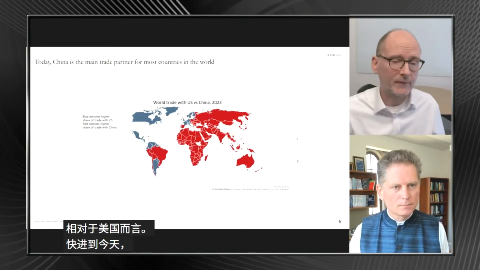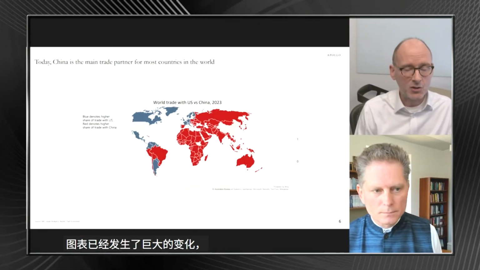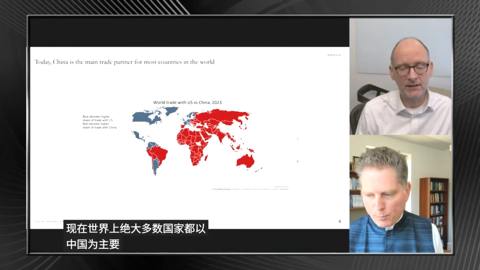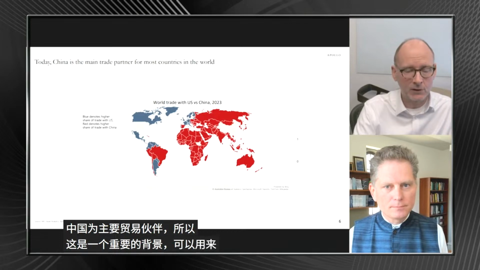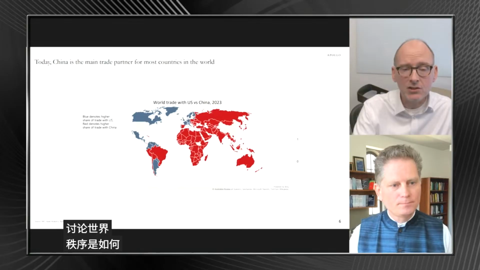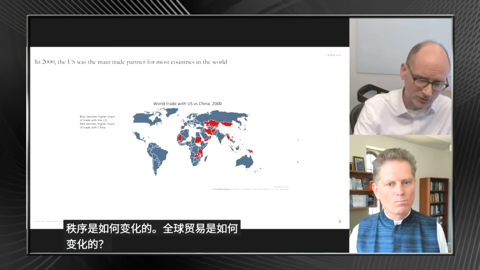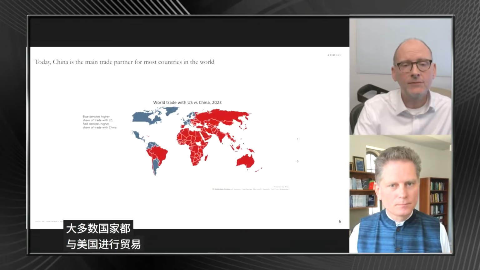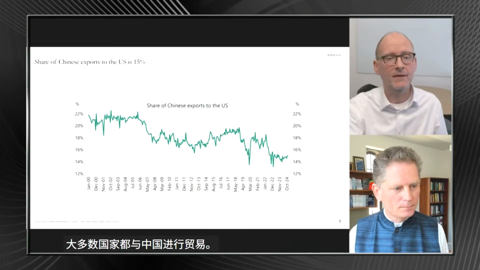Fast forward to today, you can see the chart has changed dramatically. The vast majority of countries in the world now mainly have China as their main trading partner. So this is an important backdrop for discussions around how has the world order changed, how has global trade changed, that we went from in 2000, a world where most countries were trading with the US, and we now have a world where most countries are trading with China.